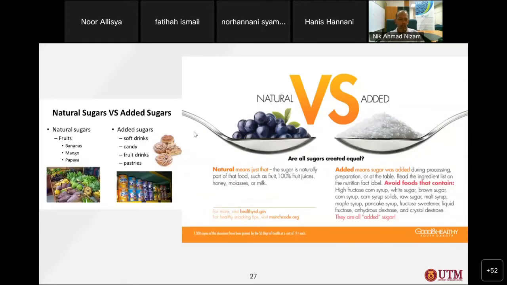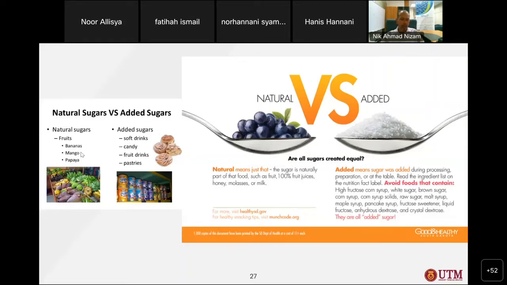This is what I told you about sugar. Sugar can be divided into natural sugar or added sugar. This is important when you want to select what is the suitable food to eat.